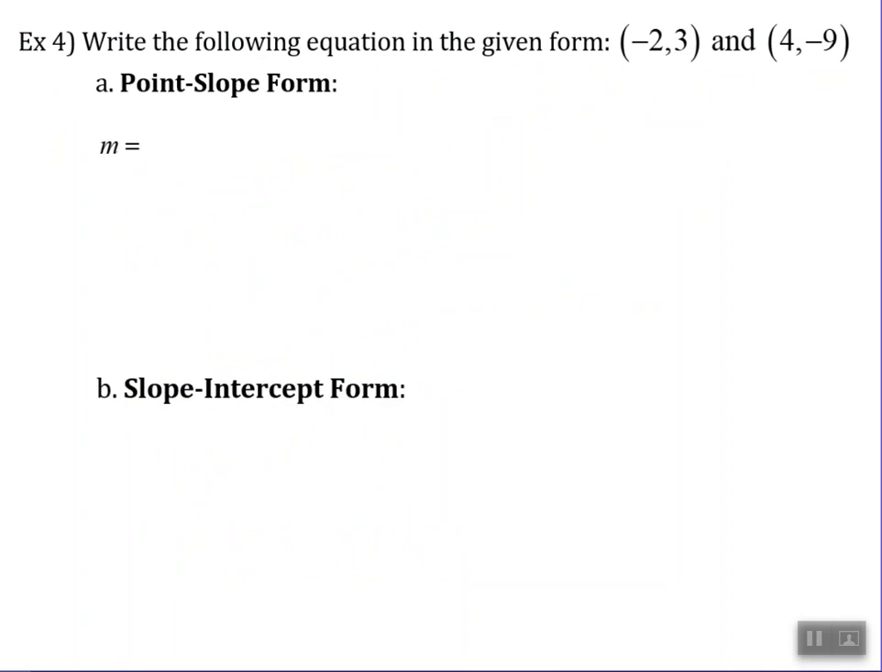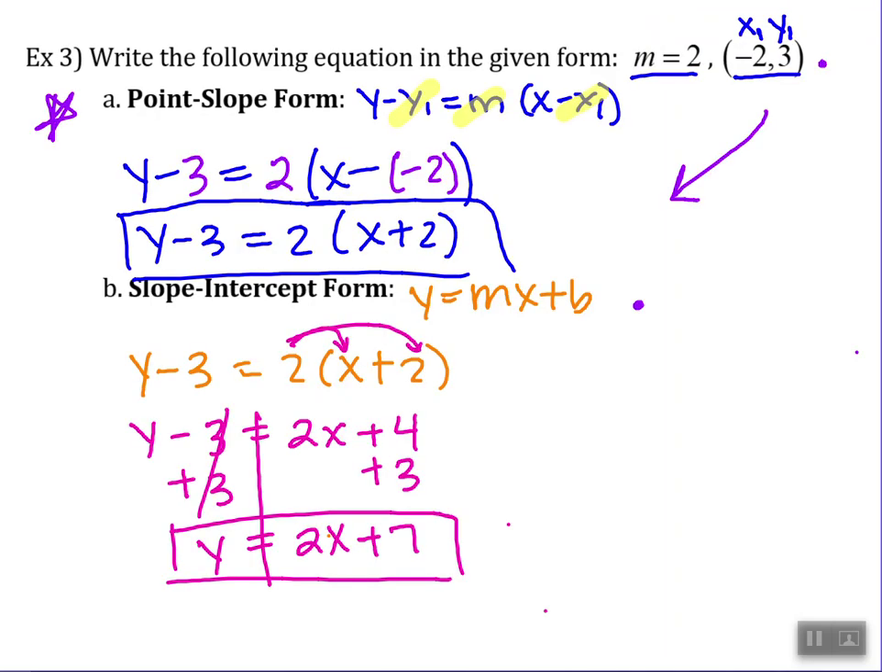All right, so this one, if you look at example 4, it says write the following equation in the given form, and we're going to use the points (-2, 3) and (4, -9). If you remember from last class, when we gave 2 points, we have to find our slope first. So here's my x1, y1, and my x2, y2. You need to look back at your notes on the front page.